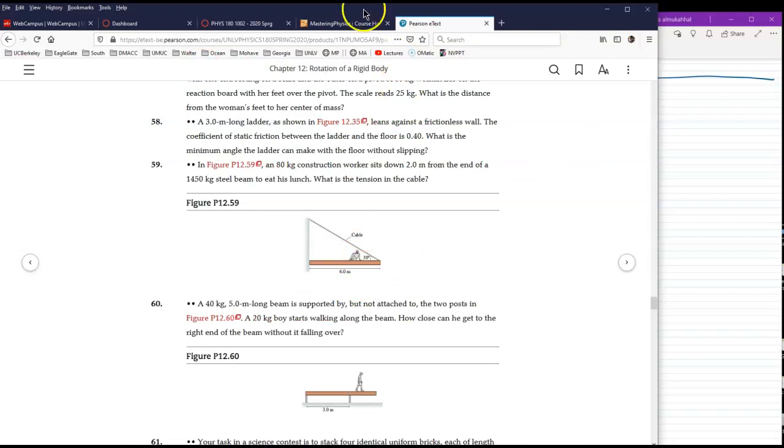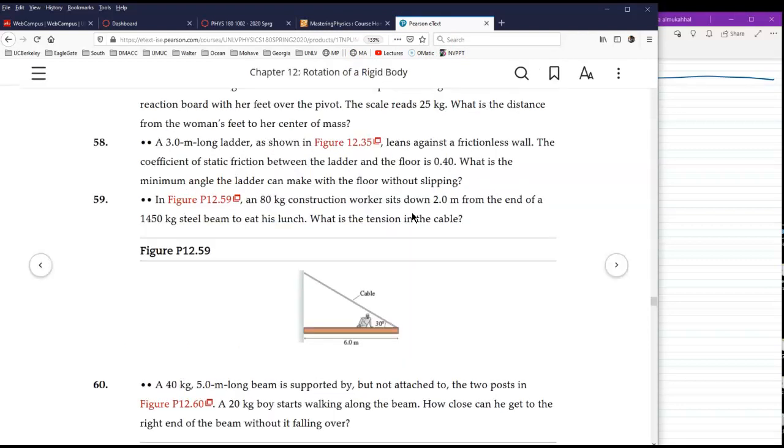So look at the figure here. Let me make it a little bit bigger for you. You got this guy sitting on this beam. There is a cable, as you can see here. The cable makes a 30-degree angle with the beam. Then the guy is basically the mass, right? So we're going to take into consideration the mass of the beam and the mass of the worker here. The beam length is 6 meters.